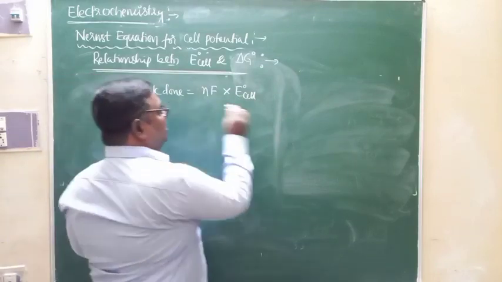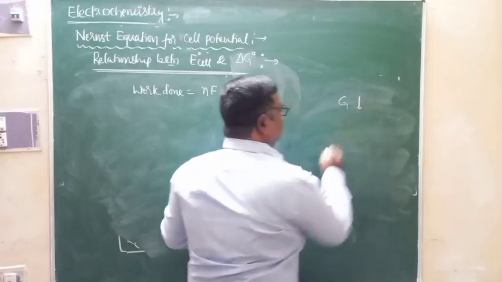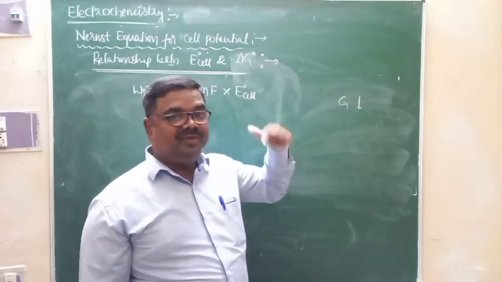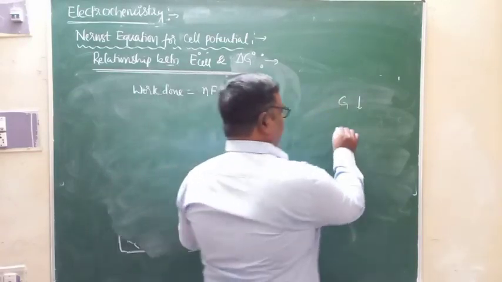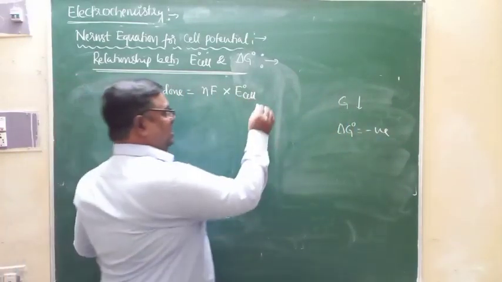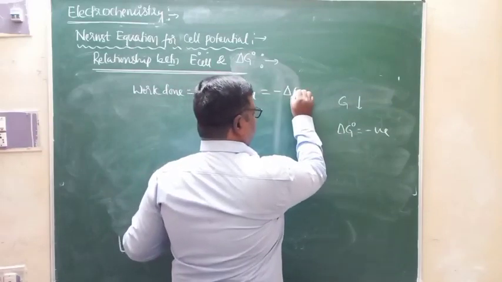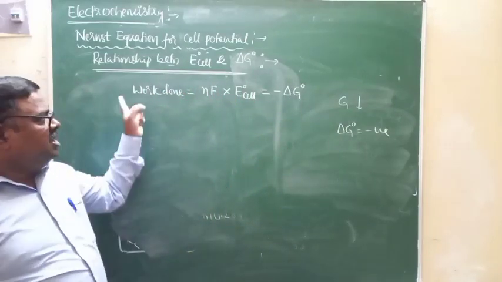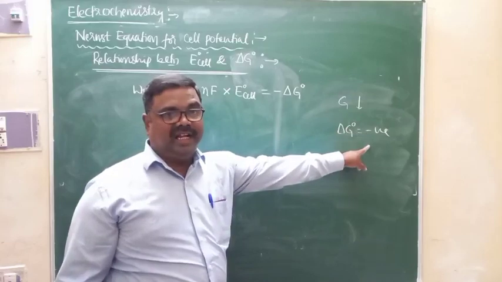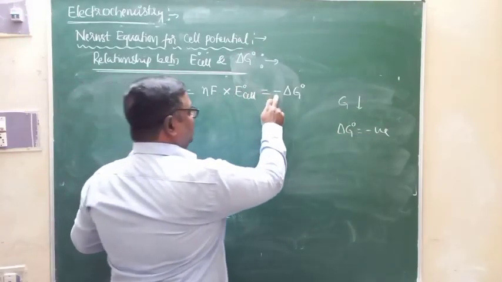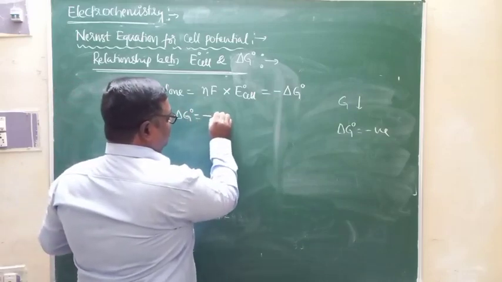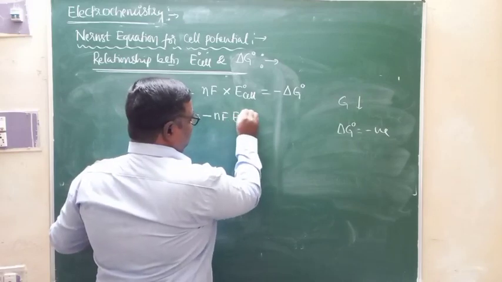And whenever useful work is done, what happens? Free energy decreases. Energy available for doing useful work is called free energy. Whenever useful work is done, free energy decreases, which means delta G naught becomes negative. So the amount of work done can be replaced by minus delta G naught. Therefore delta G naught is equal to minus nF into E naught of cell.